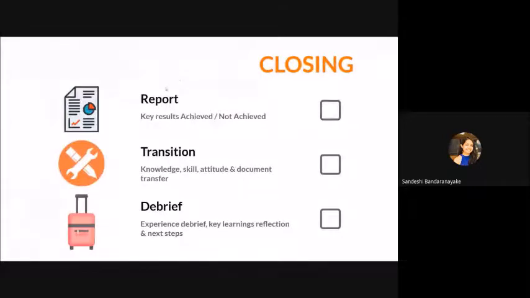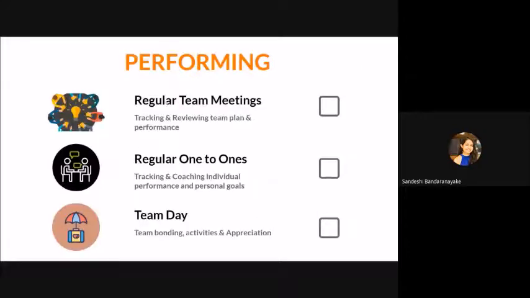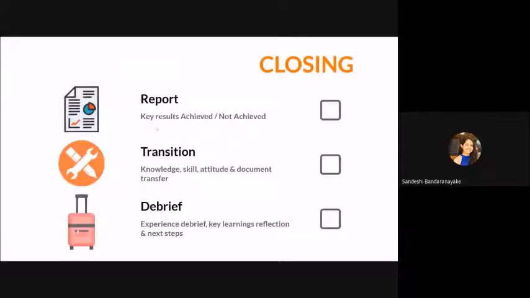In the closing, you have another 3 standards, report. In the report part, this is where you will be comparing the plan. Remember I said you have to make a plan in the first stage, we are in building. So this plan you will compare with what you achieved so far in your team cycle. Then you compare that and you see whether your key results have been achieved or not achieved.